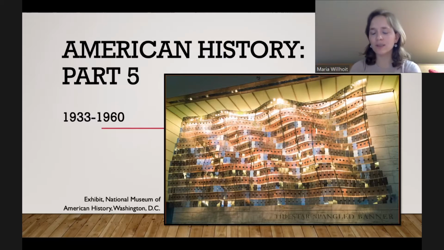To begin this lecture, I have a photograph of an exhibit in the Museum of American History. It's titled "The Star Spangled Banner," and I think it's a very beautiful picture. I did not take it. I was there and saw the exhibit, but I never took a picture. This one is from online, and it's very interesting.